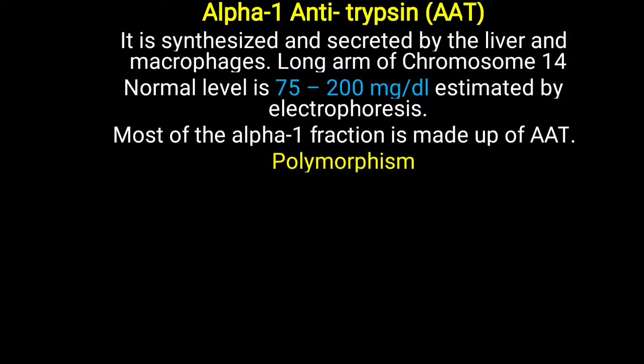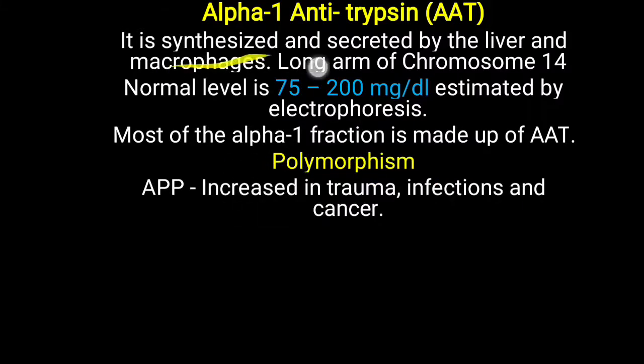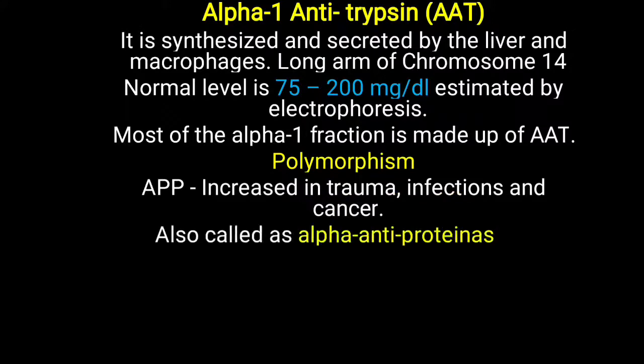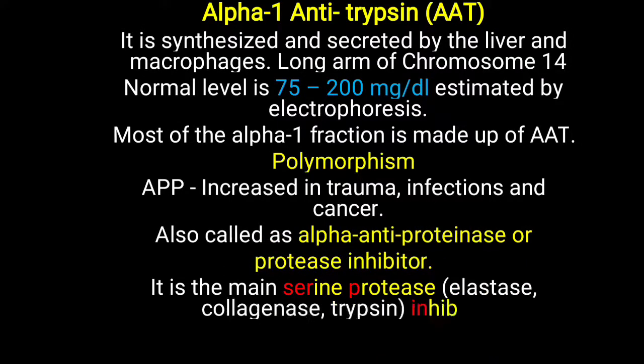It shows polymorphism, meaning different genotypes are there, but one particular phenotype is observed in an individual person. Basically, alpha-1 antitrypsin is a type of acute phase protein, meaning its level is increased in trauma, infection and cancer or neoplastic conditions. Another name of alpha-1 antitrypsin is alpha antiproteinase, as well as protease inhibitor. Basically it inhibits the excessive or unneeded action of proteinase proteins. So it is mainly a serine protease inhibitor. What are serine proteases? Elastase, collagenase and trypsin.